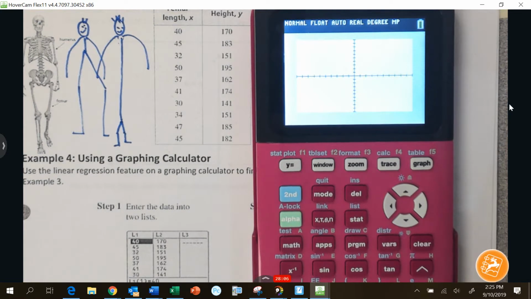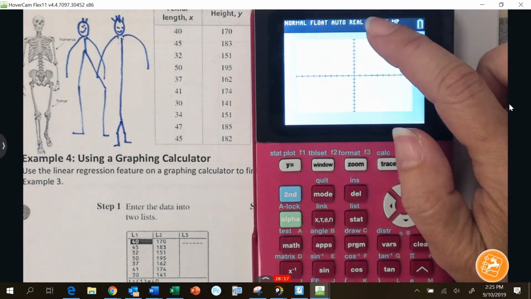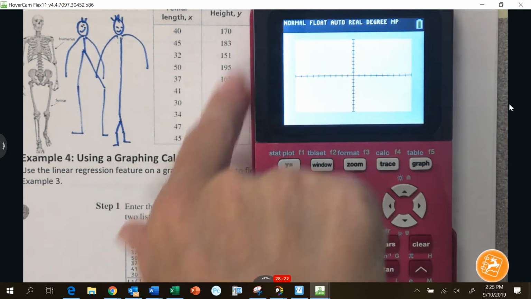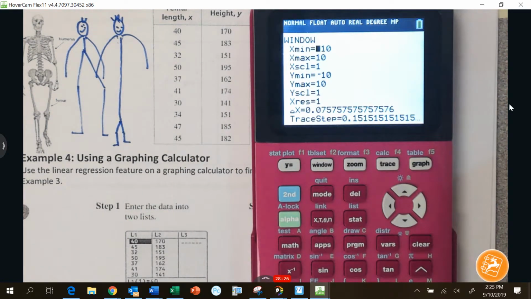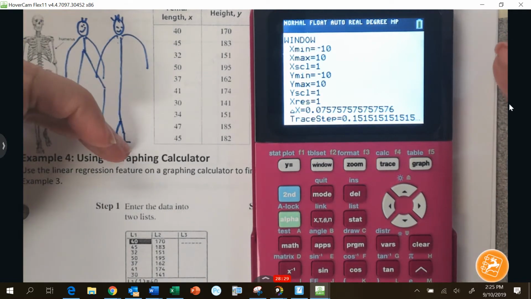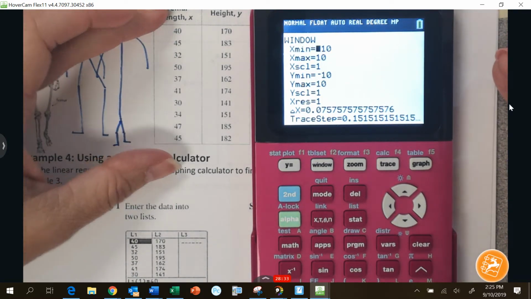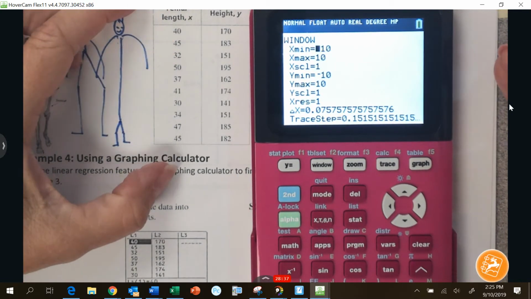And you guys are going to tell me nothing showed up. Because you have to change the zoom. We have to change our window. So if nothing shows up, it's because right now we've got 10 by 10 and negative 10 and negative 10. But if you look at the femur and the height, they don't fit. So we're going to go to our window, and we're going to adjust our window to match our data. But there's some data that you have to keep in mind that might not be in your table.